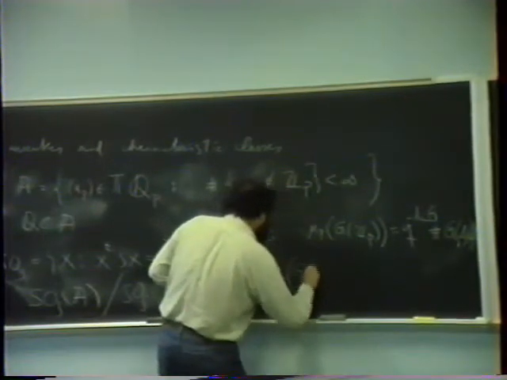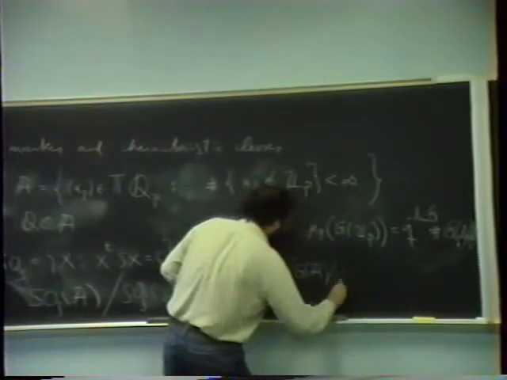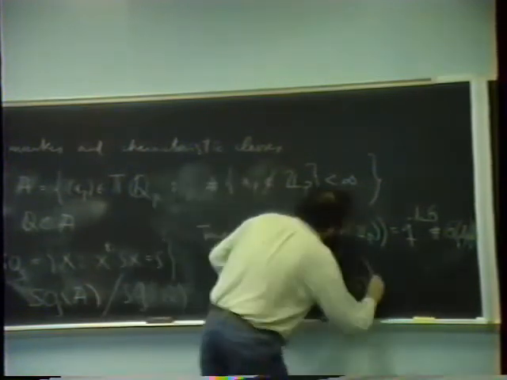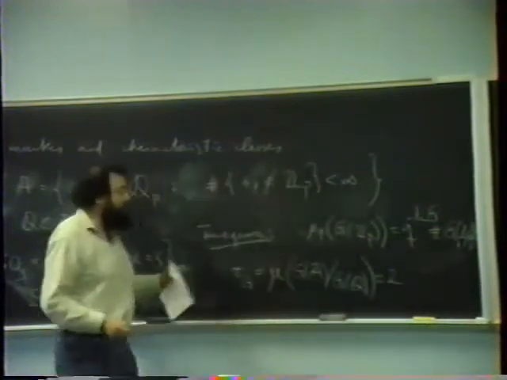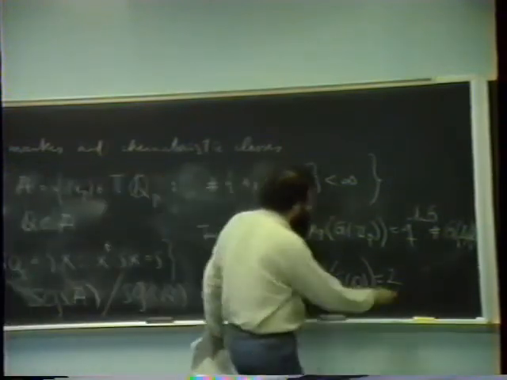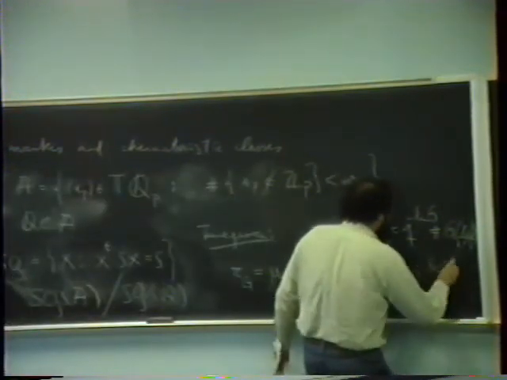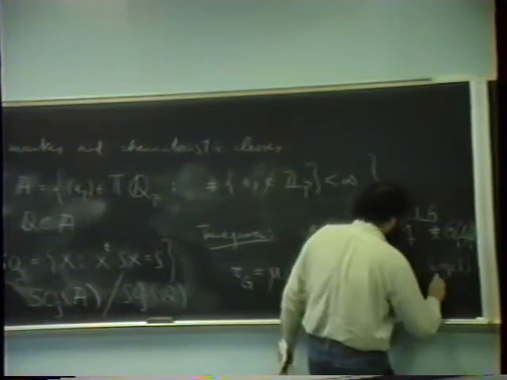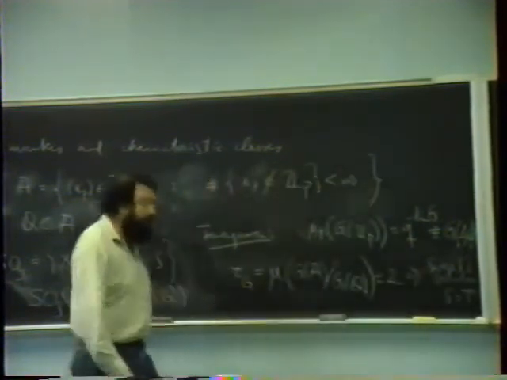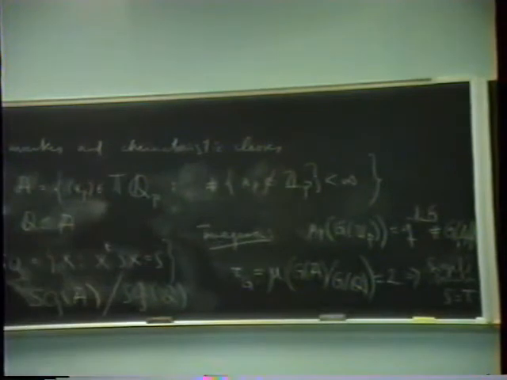G(A) mod G(Q), he noticed that that measure being equal to 2 is actually something that implies Siegel's formula in the case S equals T, which is the classical Minkowski and so on.